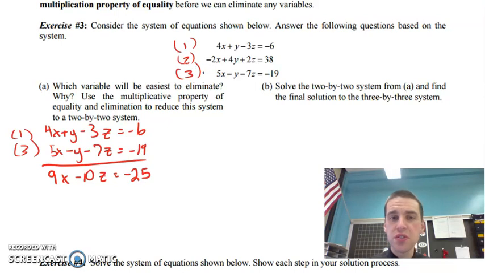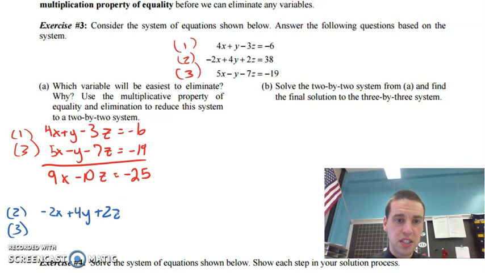Now the next one that you choose is up to you. I'm personally going to choose 2 and 3 because the y is positive here and the y is negative here, and I only need to multiply by a 4 to get rid of the 4y instead of multiplying by a negative. So I'm going to use 2 and 3. I'm going to get negative 2x plus 4y plus 2z equals 38. And what I'm going to do here is multiply that by 4. So I'm going to get 20x minus 4y minus 28z equal to negative 76.